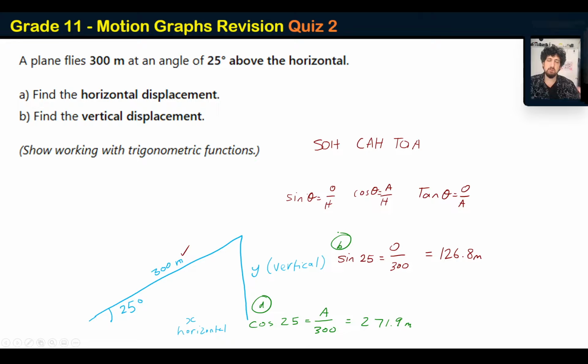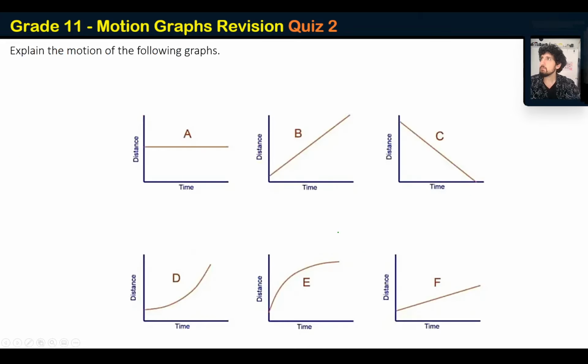I hope you can read all of that. Moving on. Explain the motion of the following graphs. So all of these graphs represent motion. But the first thing you need to do when you're looking at graphs is make sure you understand what the y-axis says and what the x-axis says. So the labels are very important.